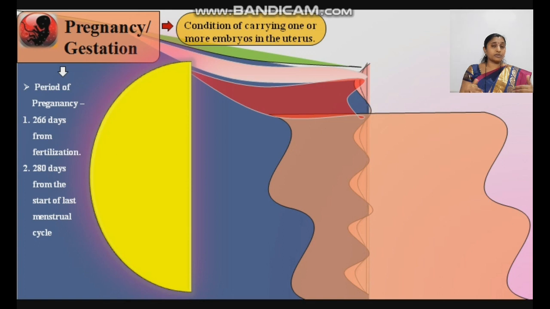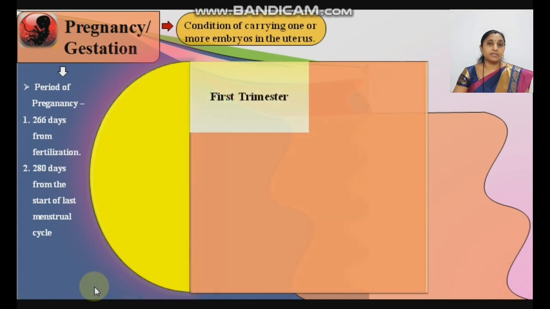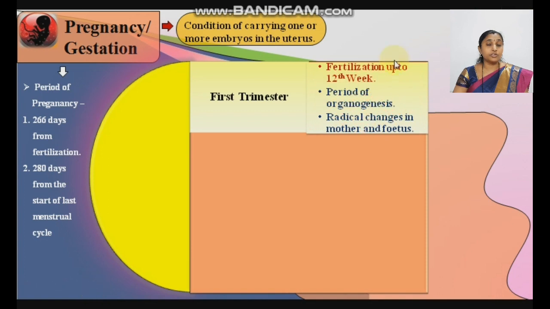In these trimesters, changes occur in both individuals, the mother and the fetus. The first trimester is the period of organogenesis, lasting from fertilization up to 12 weeks. If you consider 3 months in weeks, one month contains 4 weeks, so 4 multiplied by 3 is 12 weeks. From fertilization up to 12 weeks, or 3 months, is the first trimester.